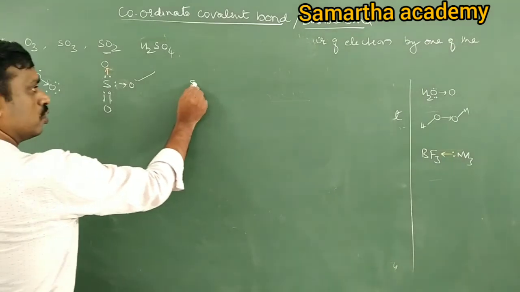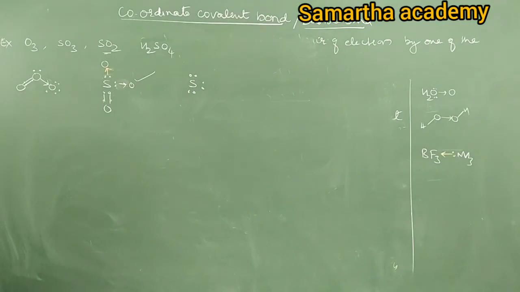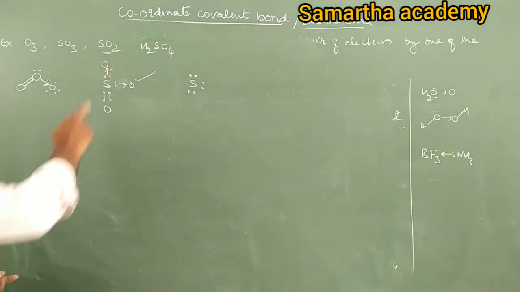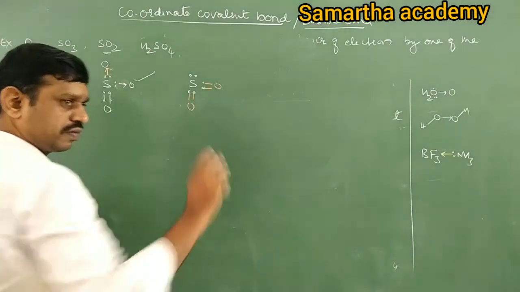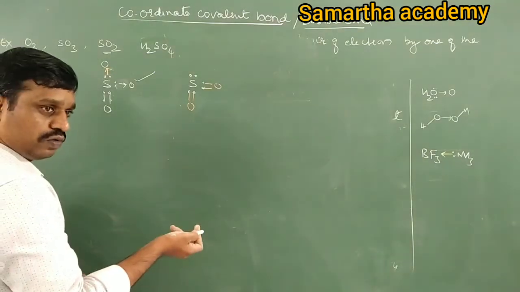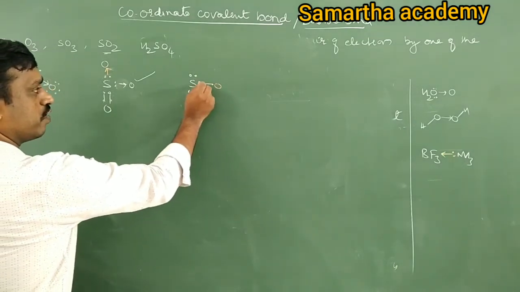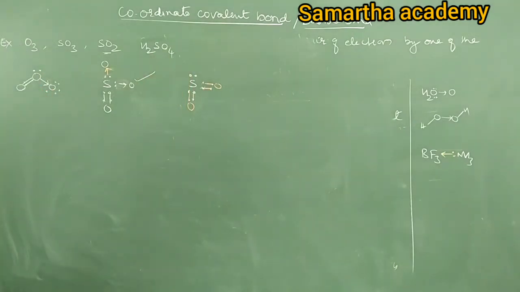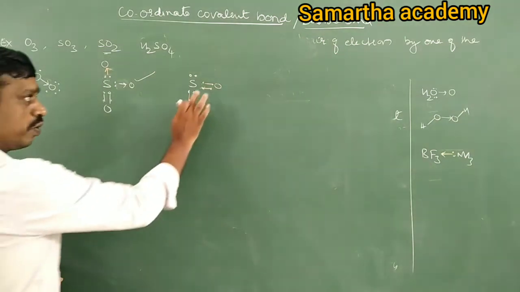Similarly, SO2. In SO2 also, sulfur has 6 valence electrons because it belongs to the 16th group. Now, suppose there are 2 oxygens, we are supposed to write like this. But the thing is whether this is possible. Now what is the drawback? That is the octet rule. If it is this, it should be 1, 2, 3, 4, 5, 6, 7, 8, 9, 10. 10 electrons. After forming bonds, sulfur gets a total of 10 electrons. So it doesn't obey the octet rule.